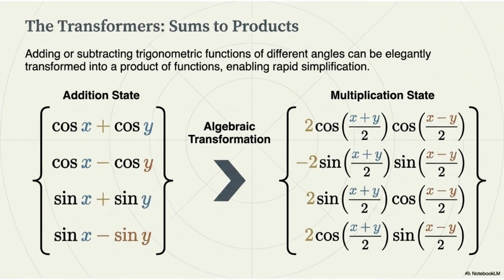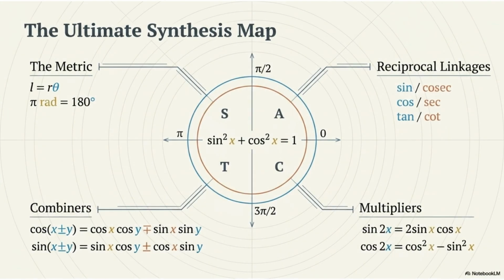The transformers allow us to convert sums or differences of trigonometric functions into products. This process is incredibly useful for rapid simplification when solving complex equations. Here is the ultimate synthesis map. It captures the metric, reciprocal linkages, combiners, and multipliers we have discussed, all centered around the fundamental Pythagorean identity.